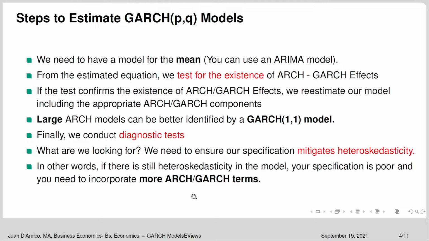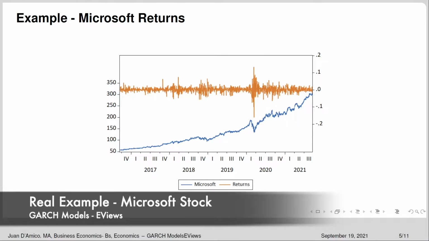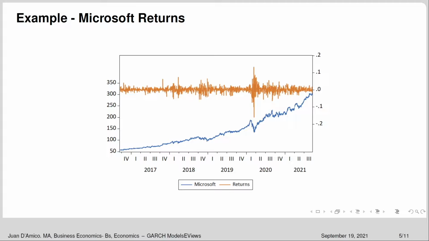For today's example, I have Microsoft returns. We're going to try to fit a GARCH model for the returns of the Microsoft stock. In the blue line, you can see the evolution of the price of Microsoft stock. And the orange line is showing us the returns of Microsoft stock.